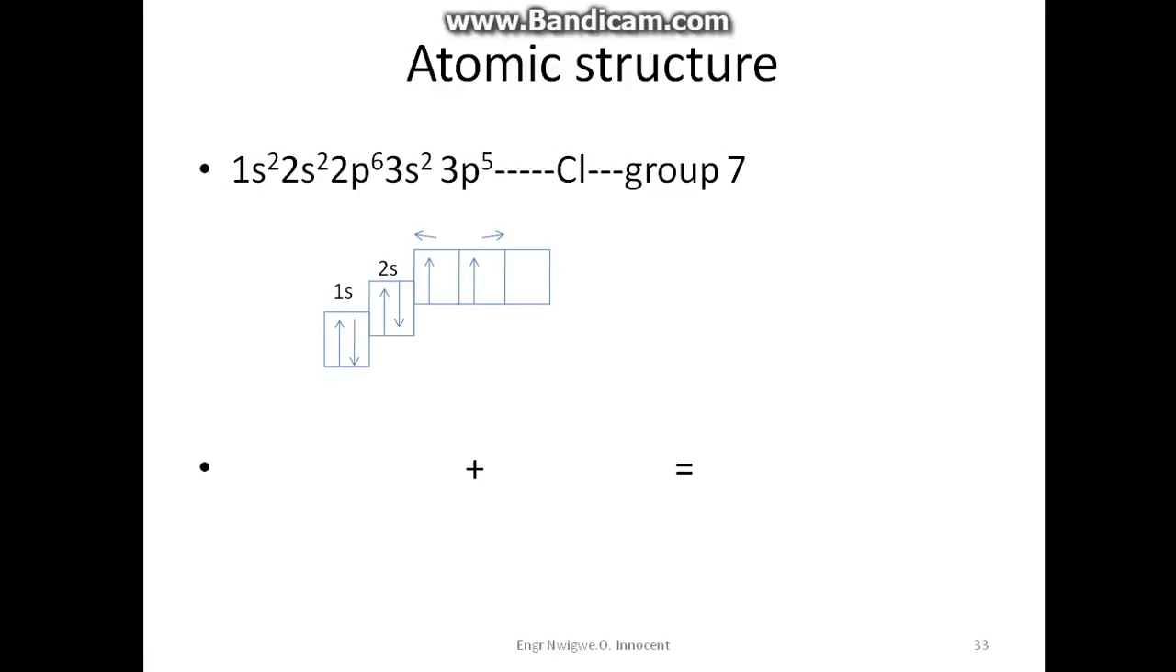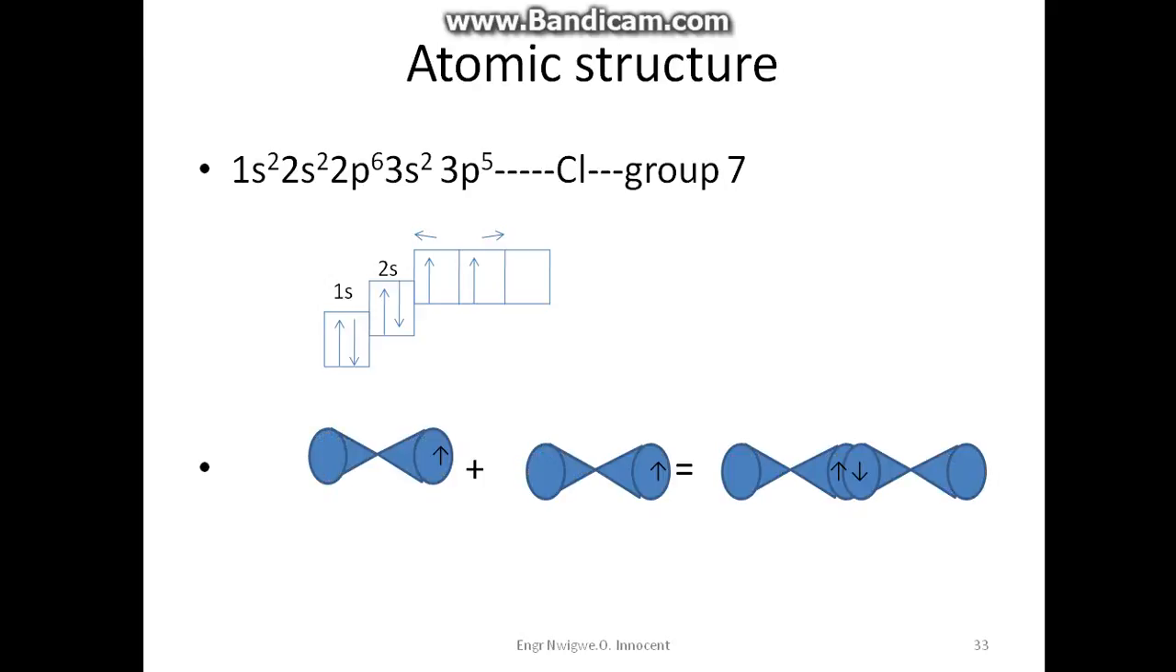Then, looking at their structure, you see that you have two s orbitals in the shape. So when they combine, they form this shape. One is going up, one is going down.